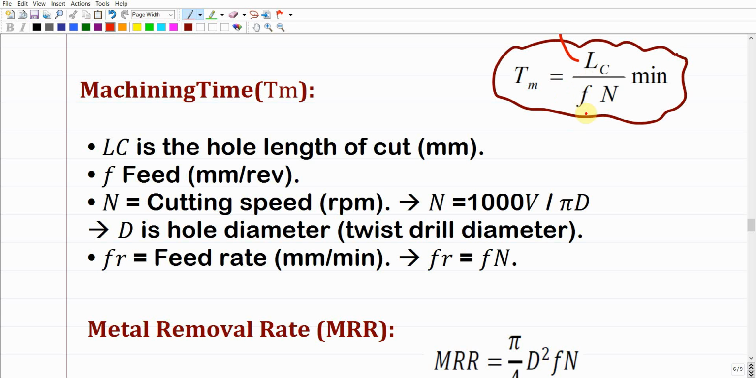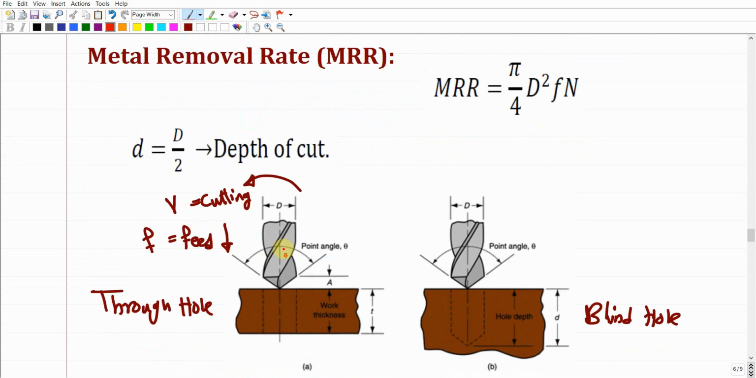In terms of F, which is the feed, it is going to be the same. The feed F should be in millimeter per revolution, which means that with one rotation of the twisted drill, it should be penetrating and moving down with the feed value. For example, if the feed was given as 0.1 millimeter per revolution, it means that with one rotation of the twisted drill, it moves down 0.1 millimeter into the work part.